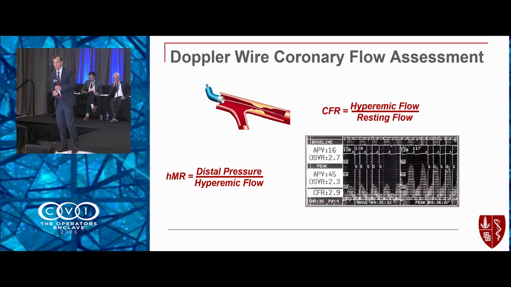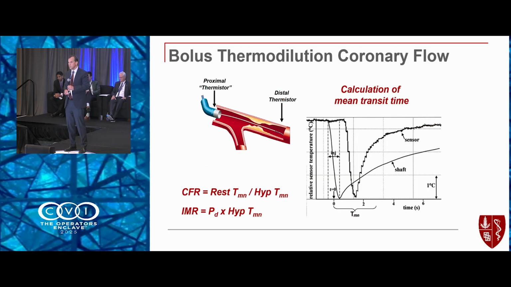So how can we do this? Well, Philips has the Doppler wire, which is currently not available, but a new iteration will be coming soon. That allows us to measure velocity of the blood flow. We can look at the hyperemic velocity or flow and compare that to the resting flow, and that is the definition of coronary flow reserve. We can also measure HMR with a Doppler wire.